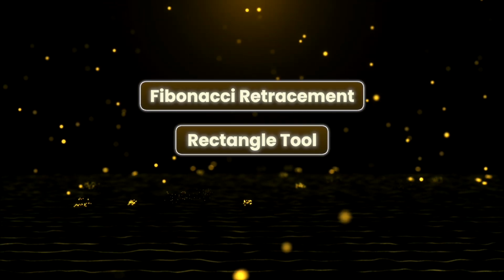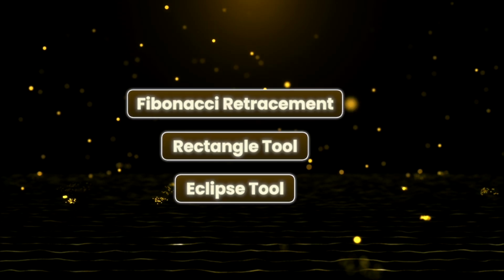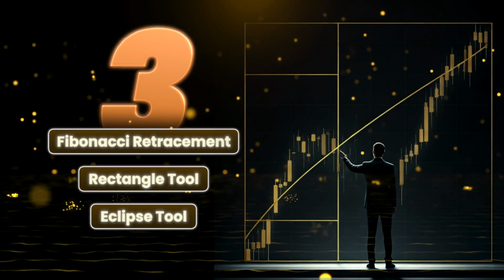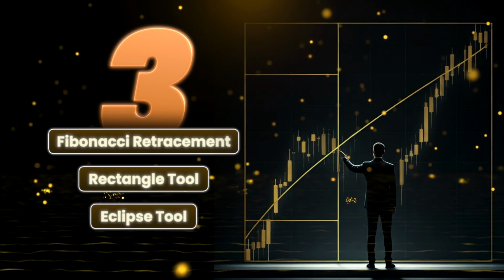So chat, that's the video for today. The 3 indicators that we talked about: you have a Fibonacci retracement, you have your rectangle, and you also have your ellipse tool. So these are the 3 indicators and tools that you will need, the only tools you would need to excel in your trading journey.